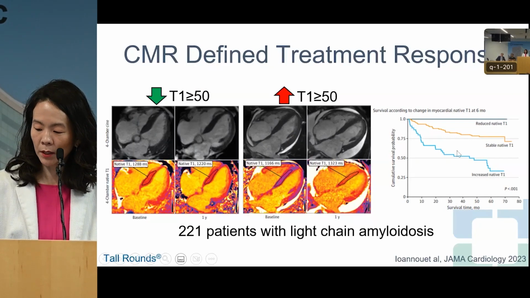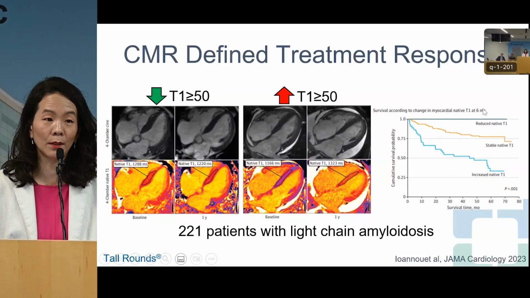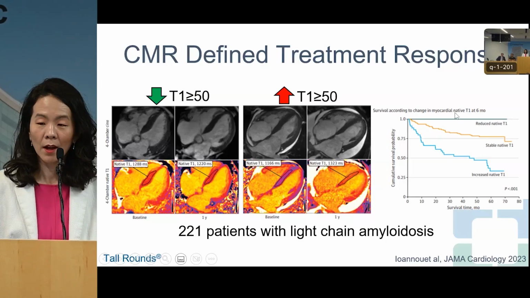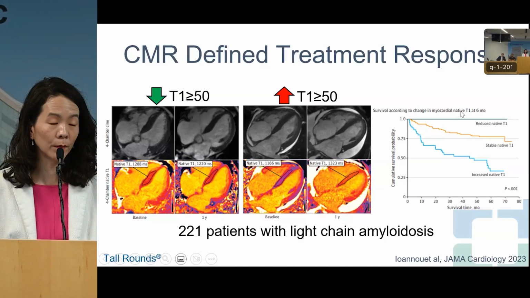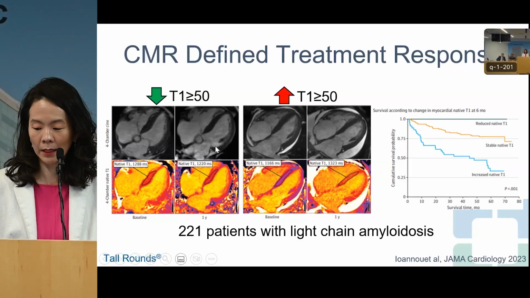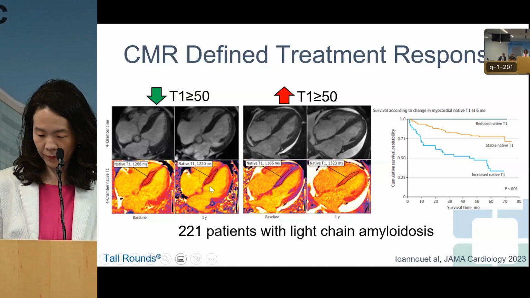And so you see those patients with increased T1 at 6 months. So this is at a very short time interval. You can see a very striking separation of curves in terms of prognosis. And again, this can be done without contrast. So this is a really exciting study to see that with non-contrast CMR, you can get a lot of information, both the LV mass, function, and native T1.